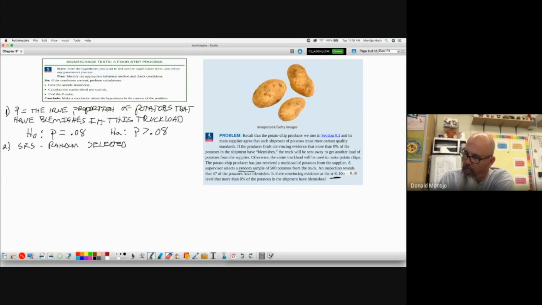Independence. Is the population at least 10 times the size of the sample? So assume the truck holds more than 500 times 10. So we're going to have to assume that this truck holds more than 5,000 potatoes.